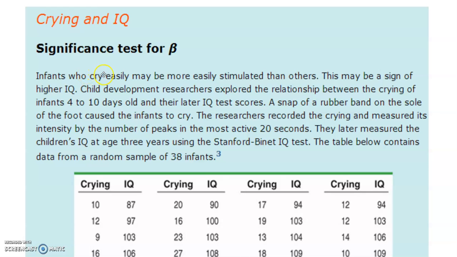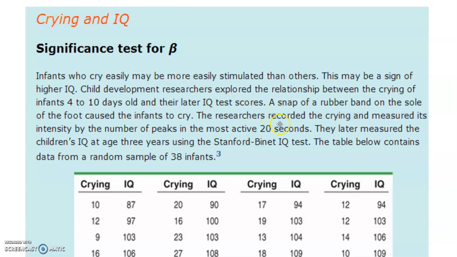Infants who cry easily may be more easily stimulated than others. So this might be a sign of a higher IQ. Now, child development researchers explored the relationship between the crying of infants from 4 to 10 days old and their later IQ test scores.